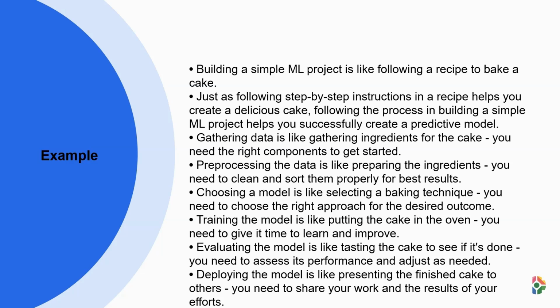Gathering data is like gathering ingredients for the cake. You need the right components to get started. Pre-processing the data is like preparing the ingredients. You need to clean and sort them properly for best results. Choosing a model is like selecting a baking technique. You need to choose the right approach for the desired outcome.